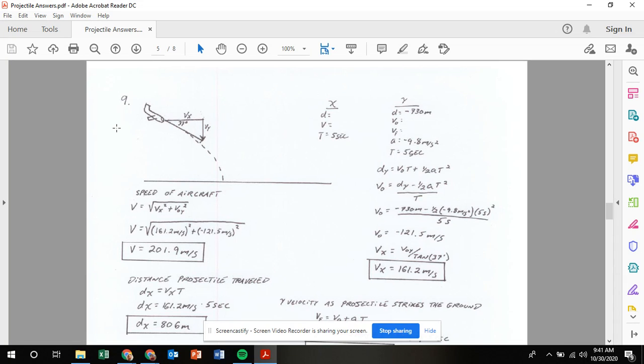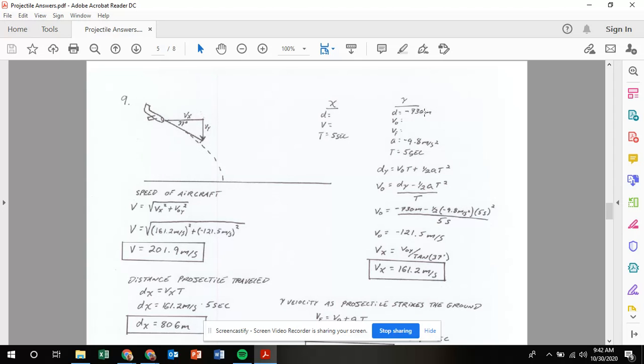We're going to take a look at problems 9 and 10 on the projectiles launched at angles review now. In number 9, there's an airplane, and it's diving at an angle of 37 degrees below the horizontal. So you can see there 37 is below our horizontal line of velocity in the x direction. It's going to release a projectile at an altitude of 730 meters, so 730 meters above the ground.